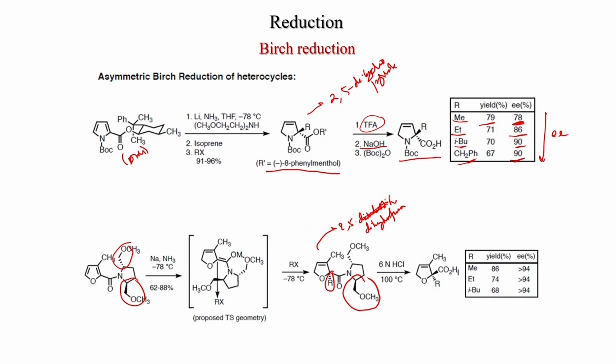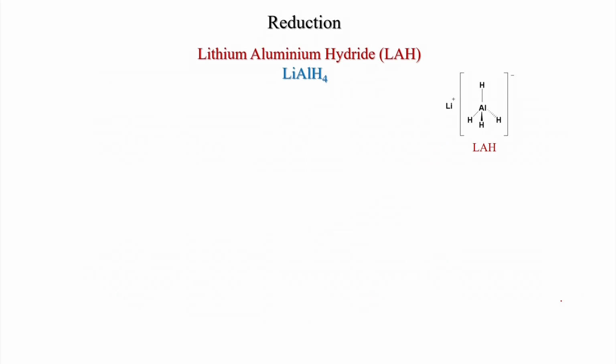and depending on R, if R is equal to methyl, then you get greater than 94% enhanced selectivity with 86% yield. If R is equal to ethyl, then you get greater than 94% enhanced selectivity, 74% yield. If it is isobutyl, here also you get greater than 94% enhanced selectivity with 68% yield.